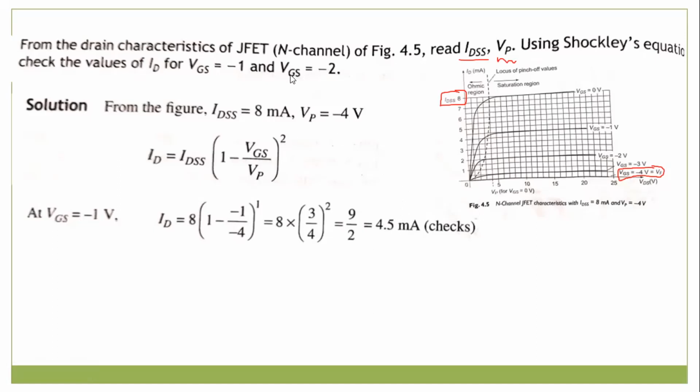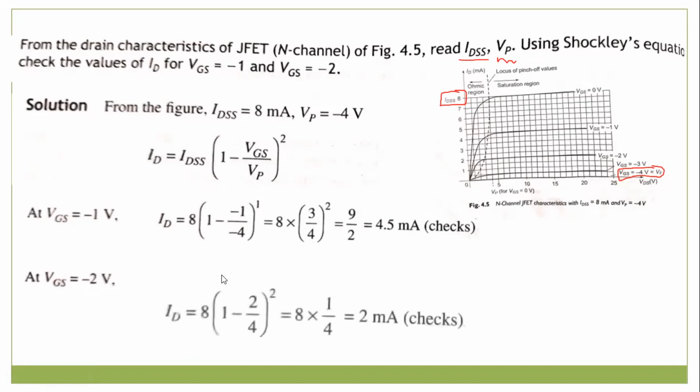Now I have to find out the drain current when VGS is equal to minus 2. I'll go ahead using the same Shockley equation and substitute the values. Here the IDSS value is 8, VGS value is minus 2, and VP value is minus 4. If I simplify this mathematical expression, I'll get a value of 2 milliamps. From this problem, we found the drain current of a FET when VGS is equal to minus 1 and minus 2.